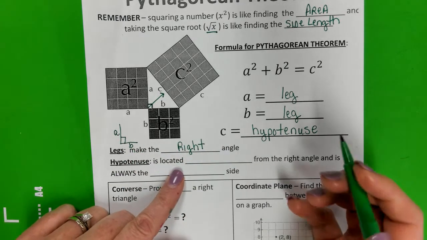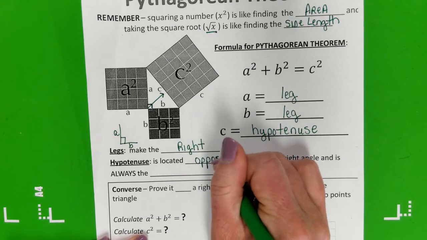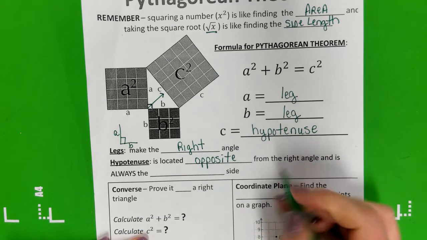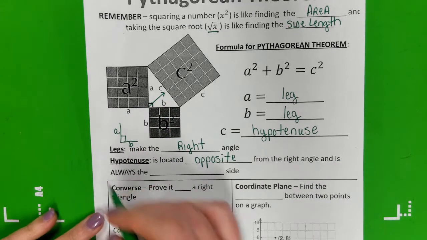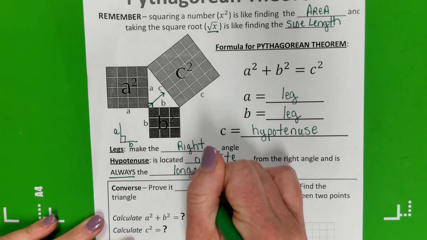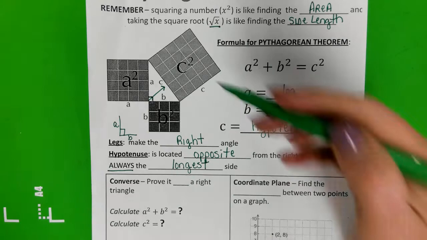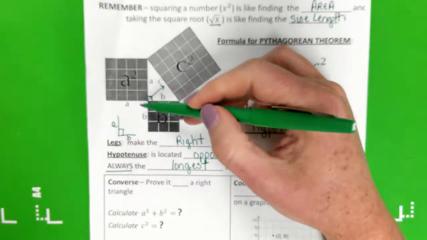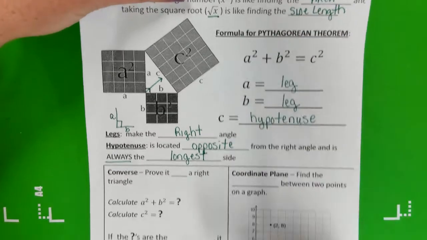The hypotenuse is located opposite from the right angle, which is why we drew our arrow to help see that, and is always the longest side. Okay, so really important that anytime you have a right triangle problem that's involving the side length, that you label your sides A, B, and C.